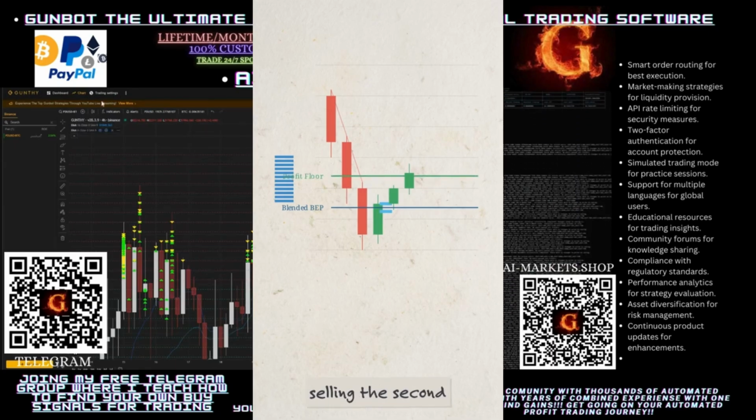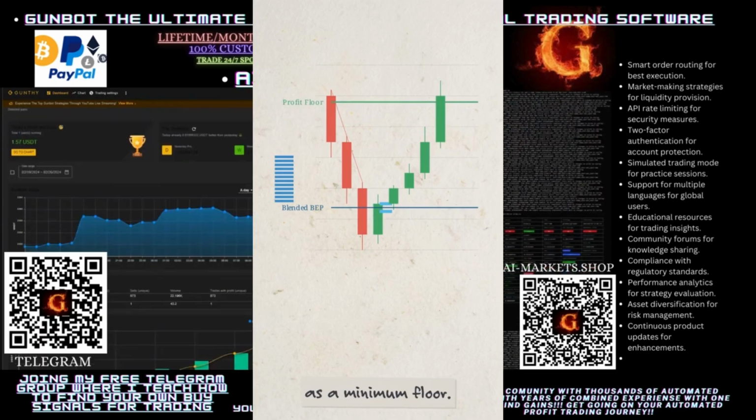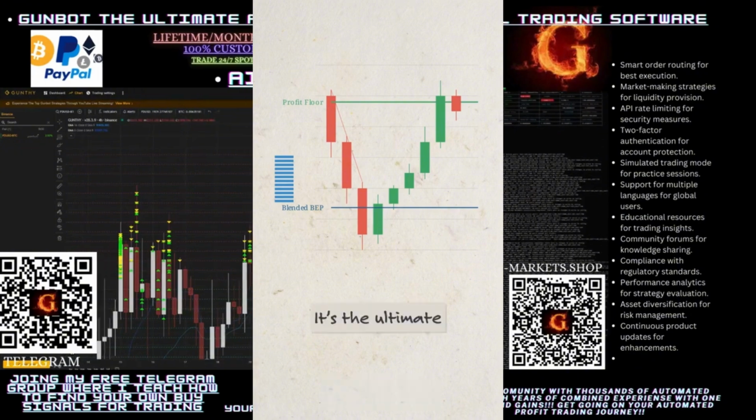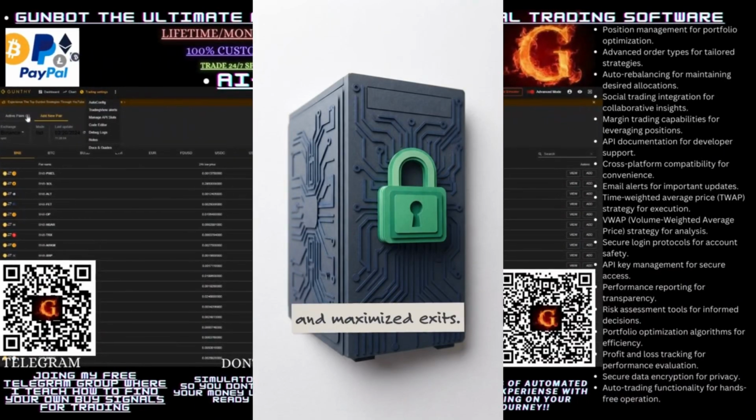But instead of selling the second a target is hit, the strategy uses candle confirmation as a minimum floor. It waits for a true reversal, letting you ride uptrends for massive gains. It's the ultimate hands-off system to manage your sizing, entries, and maximized exits.